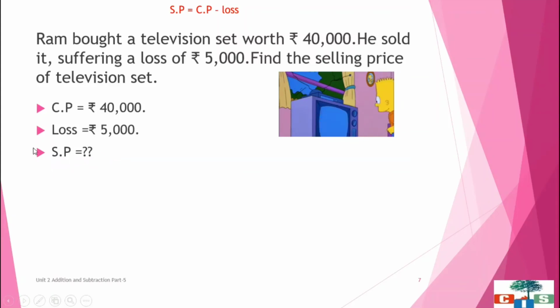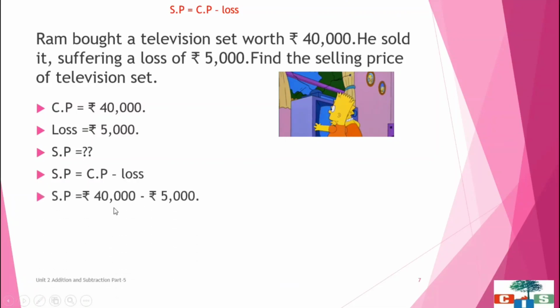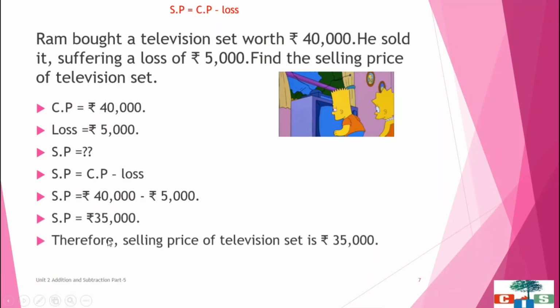So what is the formula for selling price when cost price and loss is given? See, selling price is equal to cost price minus loss. So selling price is equal to cost price minus loss, that is 40,000 minus 5,000, which is equal to 35,000. Okay, so the selling price of the television set is rupees 35,000. Okay, that means Ram sold the television set for rupees 35,000.